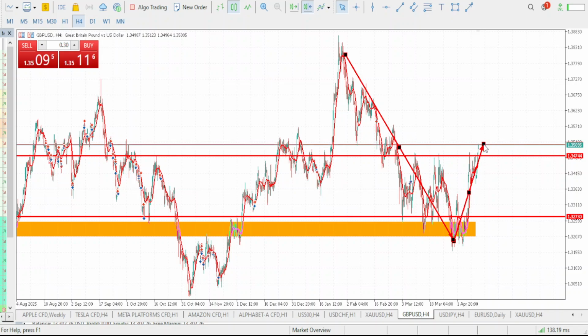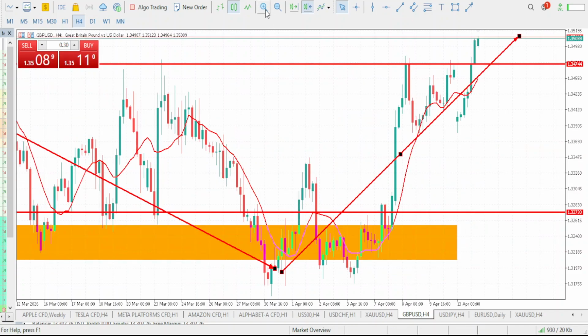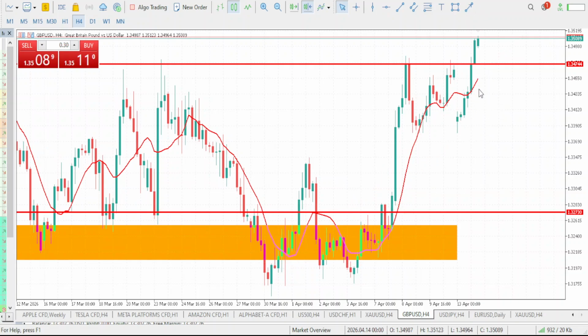You all know the rules of trading, which is trade with the trend. First, know your trend. Second, trade with the trend. Now, what is our trend on GBP USD? It is very clear that this is an uptrend move. We are in an uptrend.